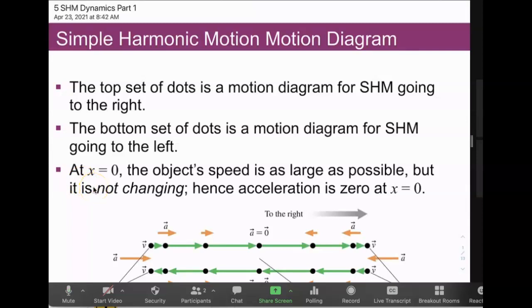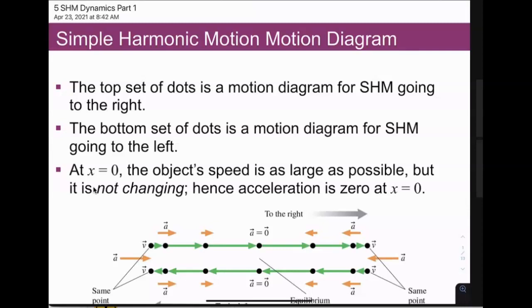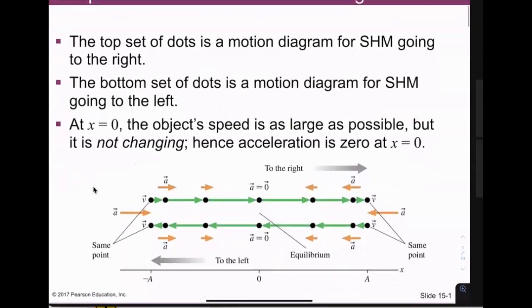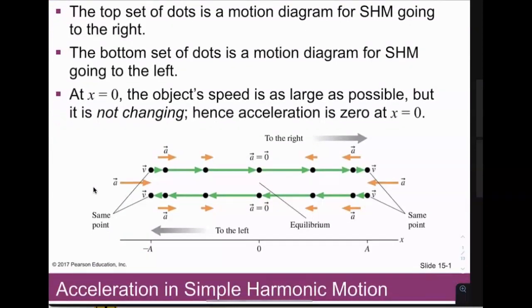This is the first of two videos I'm presenting on simple harmonic dynamics. Here we show a simple harmonic motion diagram. The top set of dots is a motion diagram for a simple harmonic motion going to the right. The bottom set of dots is a motion diagram for a simple harmonic motion going to the left.